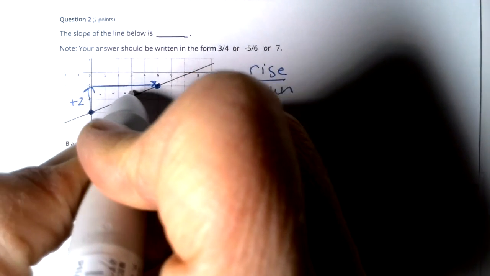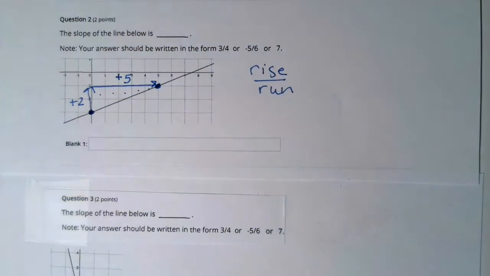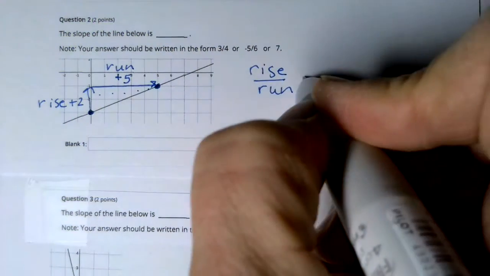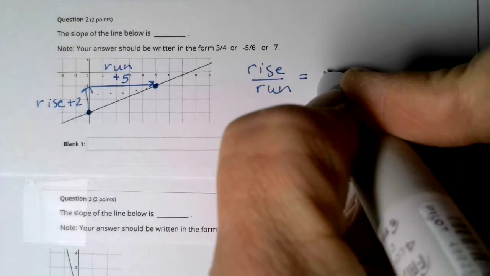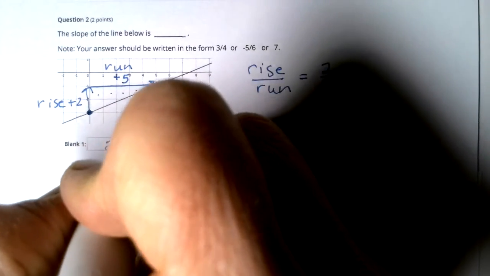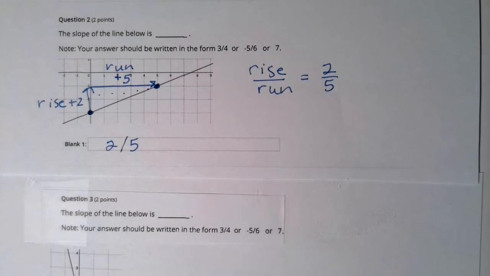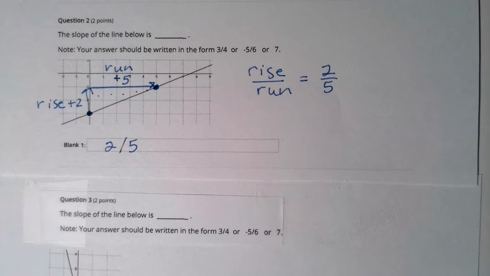And so my rise is up 2 and my run is over 1, 2, 3, 4, 5. And when you go to the right, it's positive. So again, this is my rise, this is my run. So my slope is going to be 2/5. And how you type that in is just 2/5. 2 over 5.